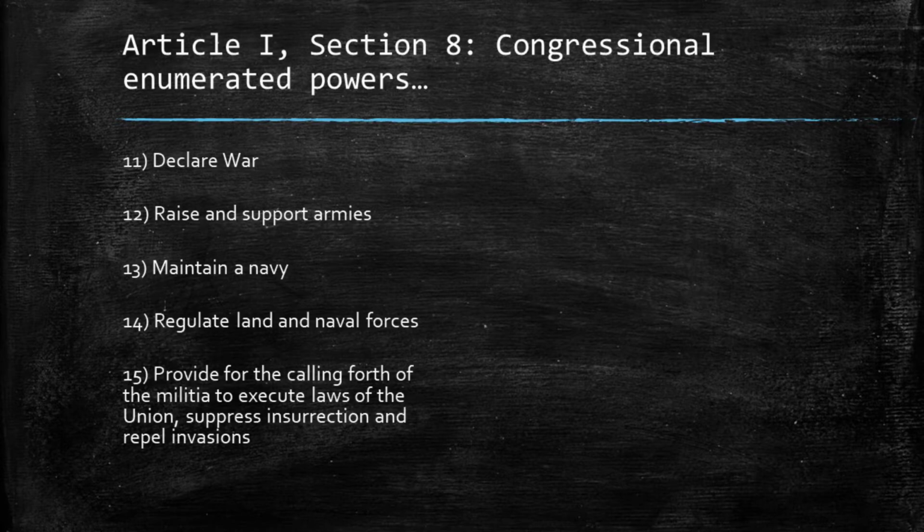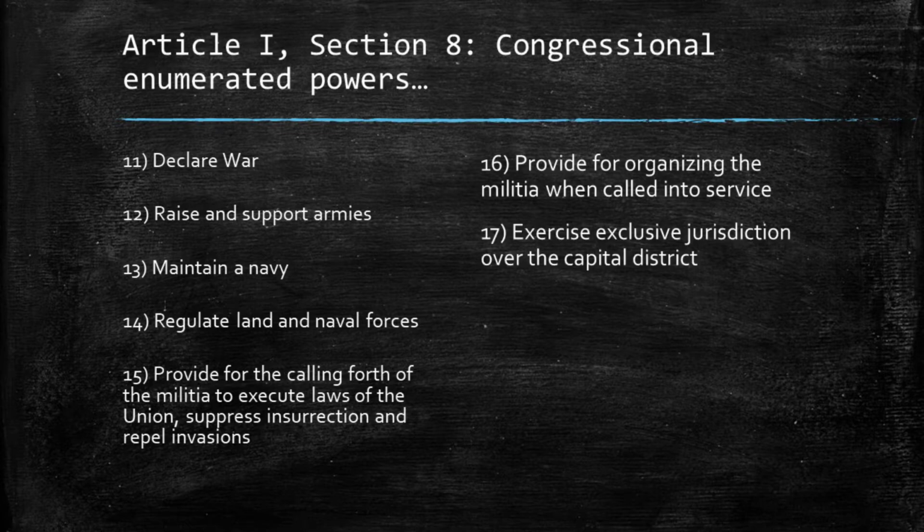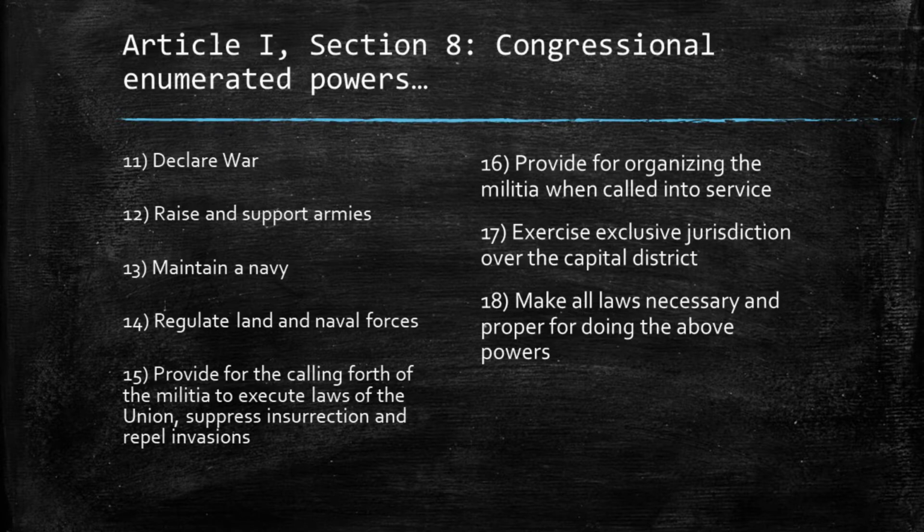They're able to provide for calling forth the militia to execute the laws of the Union, suppress insurrection, repel invasions. They're able to provide for organizing the militia when called into service. They're able to exercise exclusive jurisdiction of the capital area, and that would be the District of Columbia. And they're able to make all laws necessary and proper for doing any of those things that I just went through.